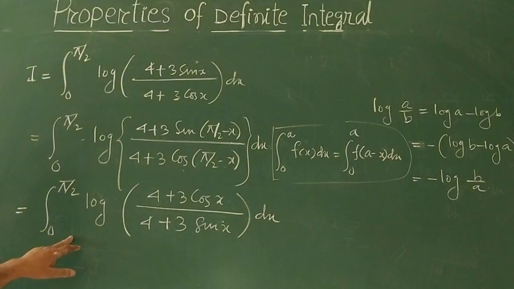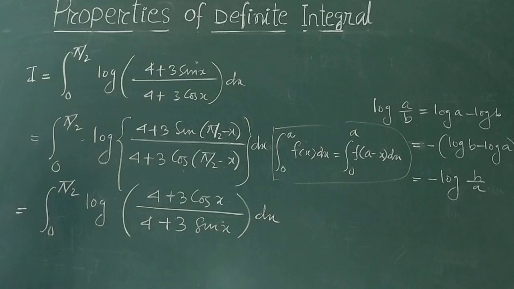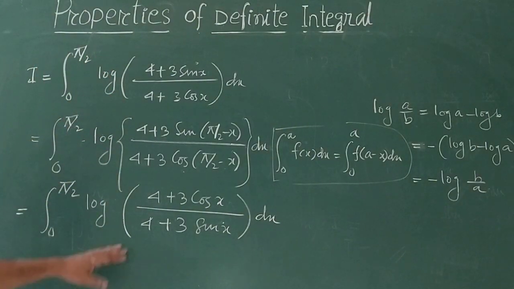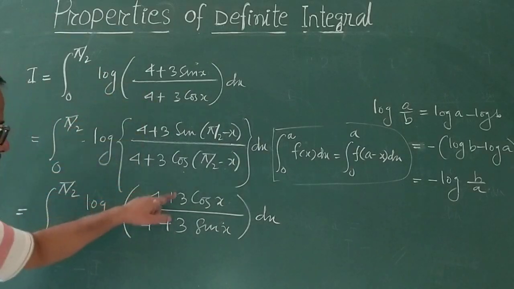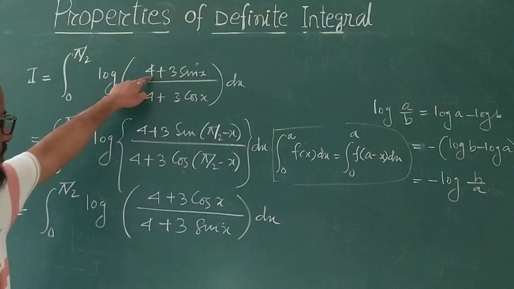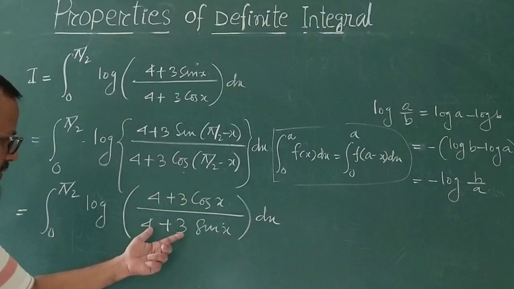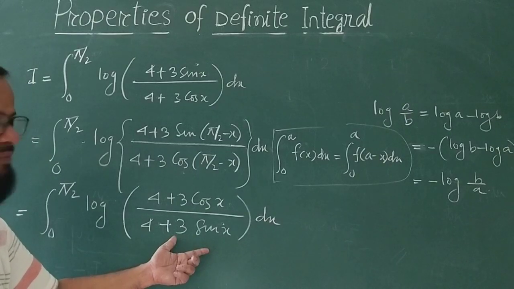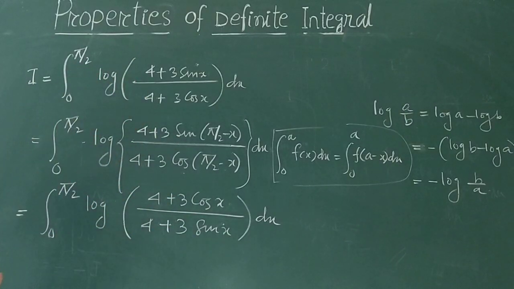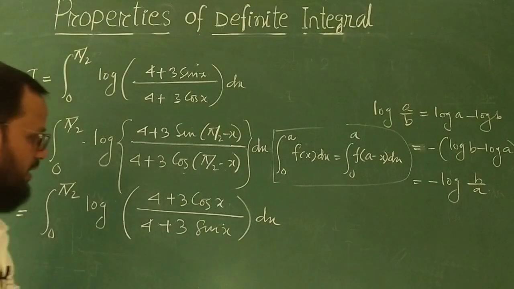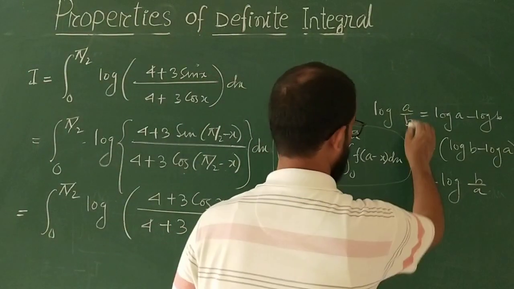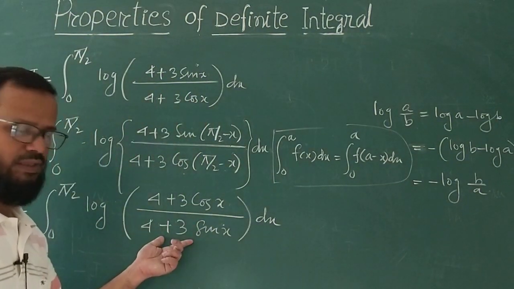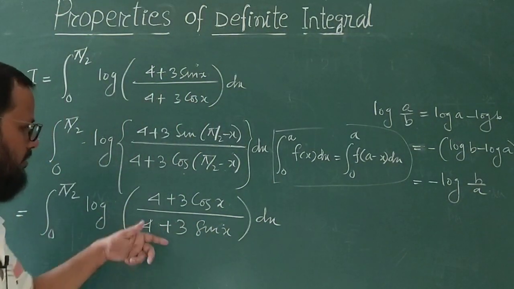Now our main aim is to come back to the original I. How will we get there? You see this log, this is your log a by b. If you reach this particular part and interchange them, so that 4 plus 3 sin x comes here and 4 plus 3 cos x comes there, then you are converting to the original I. So here I am going to apply this property, log a by b equal to minus log b by a. This is your a, this is your b.